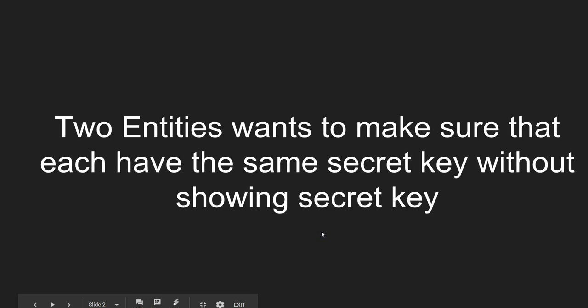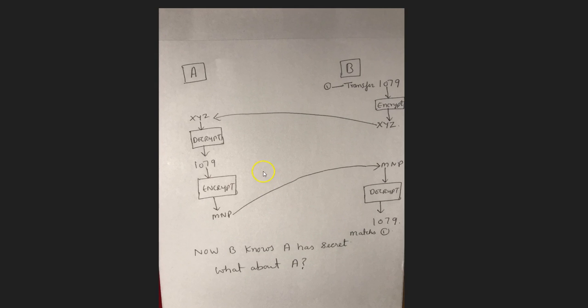Take for example, two entities want to make sure that each has the same secret key without showing the key itself. Now this is how the 3DS authentication works. The two entities are the reader and the tag. So I've got a few screenshots here of my scribbles on paper.